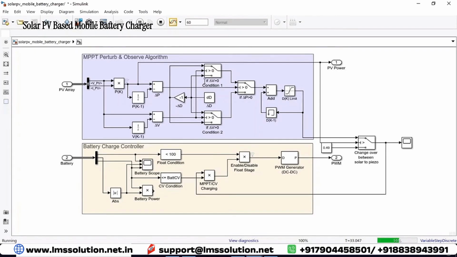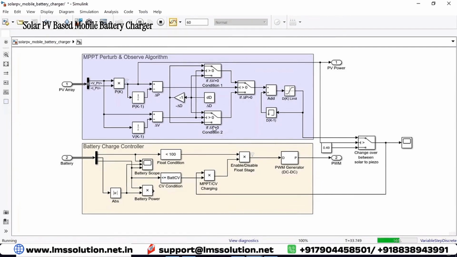So here you are going to check the condition on the change in voltage. If the change in voltage is greater than 0, it's going to decrease the duty cycle by the amount of delT. When the change in voltage is less than 0, it's going to increase the duty cycle by the amount of delT. The same case is applied here in the inverse direction.